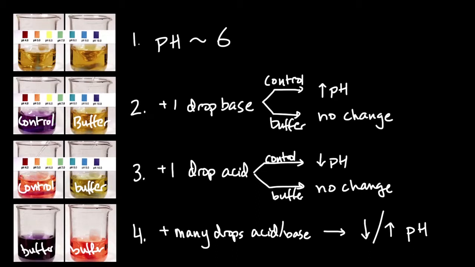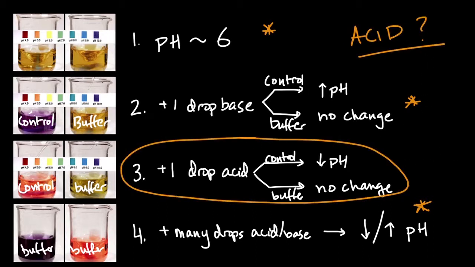And finally, 4. Eventually, after addition of much more strong acid or strong base, the pH of our buffer solution did change. Based on observations 1, 2, and 4, you might think that our buffer is simply an acid in solution, but it's not. Relying on observation 3, explain why a solution comprised solely of an acid in water could not effectively resist changes to its pH when more acid is added. Pause the video and discuss.